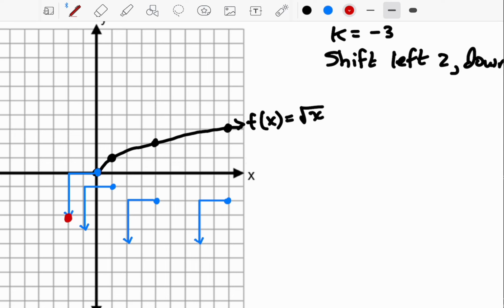So I got new points here, here, here, and here. Well, actually, I think I whiffed on one of them. This one should have been one lower. There we go.